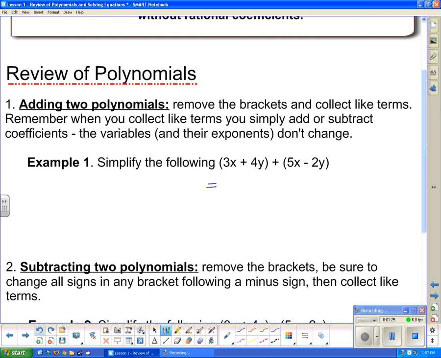But mathematically, they're really not doing much. So we'll say 3x plus 4y plus 5x minus 2y. So now we need to collect like terms. And I know that 3x and 5x are the same things because they both have x's. And when I put 3x and 5x together, I get 8x. Now the other two things we have are a positive 4y and a negative 2y. When I put a positive 4 with a negative 2, those two negatives cancel two of the positives, and I'm left with positive 2y. So we simply collect like terms.